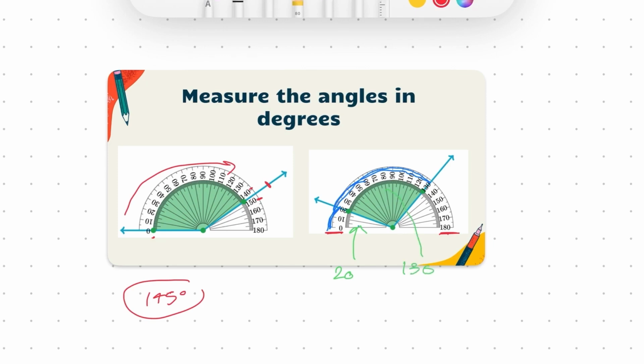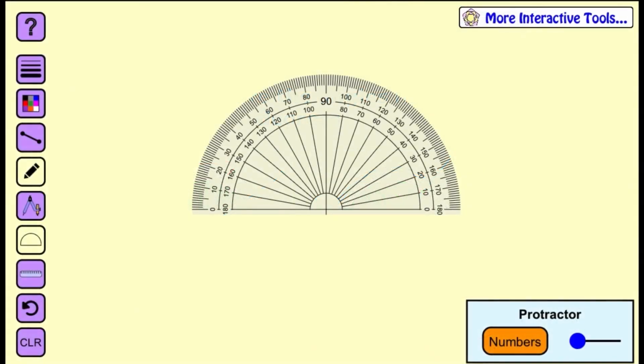Now to find the intercepted region, we need to subtract these 2 values. So all I have to do is 130 minus 20 to get 110 degrees. For our final practice problem, let's construct a 108-degree angle. So the first step is to locate the center of your protractor, just like that. And before I go ahead, I encourage all of you to pause your videos and give this problem a go.